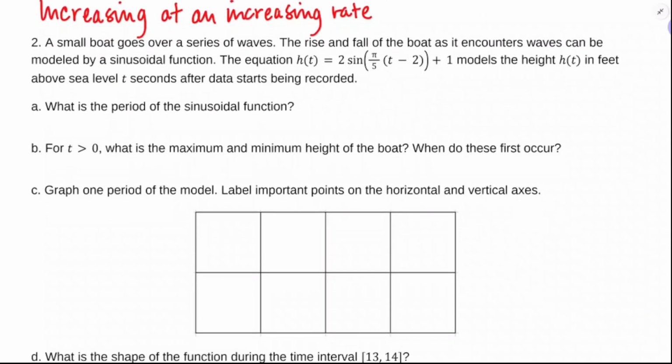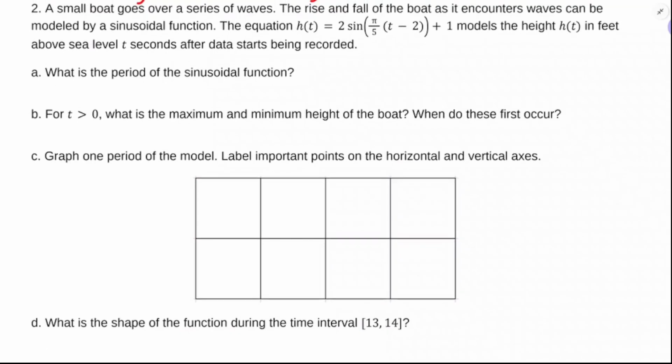Now, a small boat goes over a series of waves. The rise and fall of the boat as it encounters waves can be modeled by a sinusoidal function. The equation h of t equals 2 times the sine of pi over 5 times t minus 2, plus 1, models the height h of t in feet above sea level t seconds after data starts being recorded. Cool.